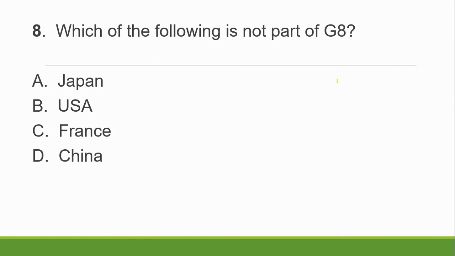8. Which of the following is not part of G8? This is G7. Okay, G7. Ano yung hindi part ng G7? A. Japan. B. USA. C. France. D. China. Of course, ang answer ay China. Hindi kasali ang China kasi ang G7.